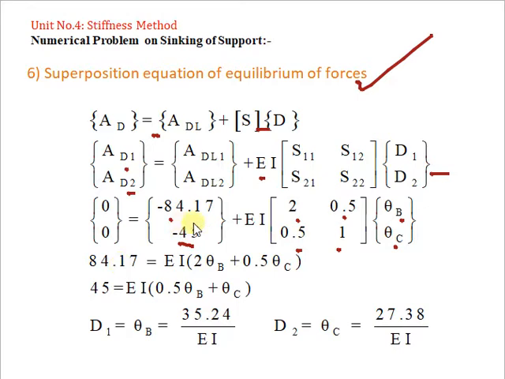So taking this minus 84.17 toward the left hand side, it becomes plus 84.17 is equal to EI times 2 into theta B plus 0.5 into theta C, and for the second, 0.5 into theta B plus 1 into theta C. By taking EI outside for both equations and taking minus 45 toward the left hand side, it becomes plus 45. Solving these two equations, we have theta B is equal to 35.24 divided by EI and D2, theta C, is equal to 27.38 divided by EI.